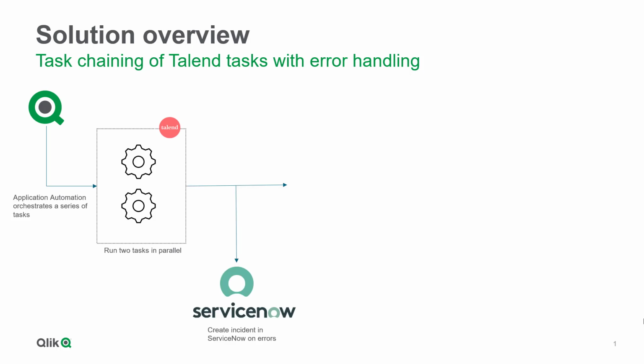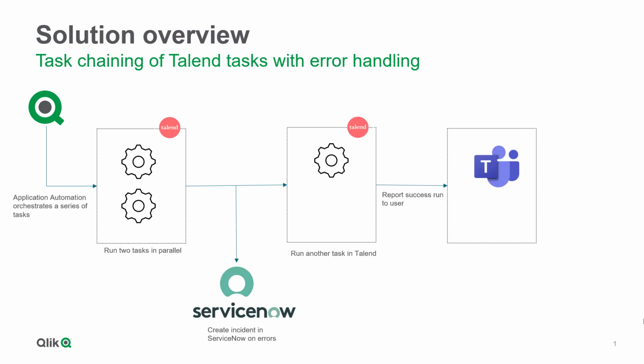And if an error occurs, Qlik Application Automation will send a message to ServiceNow creating an incident so that a user can take action on this. If everything runs fine, we run a subsequent task. So this is our task chaining. And if everything is well in this task as well, we will send a message to Microsoft Teams so that the user knows that the task was run successfully.